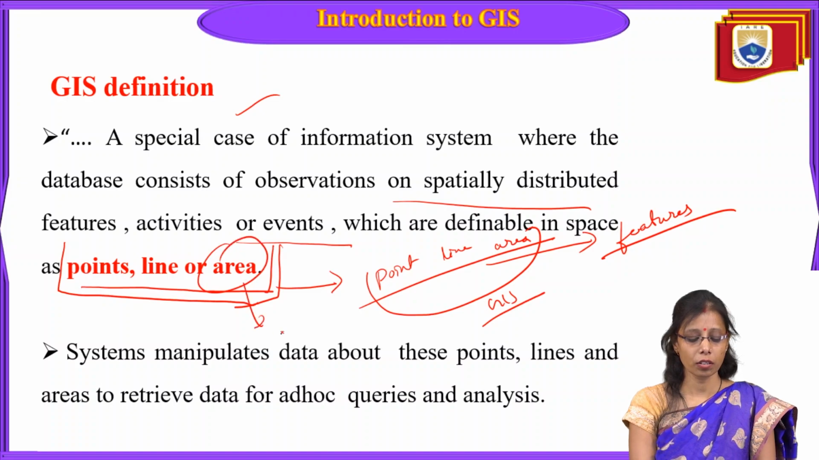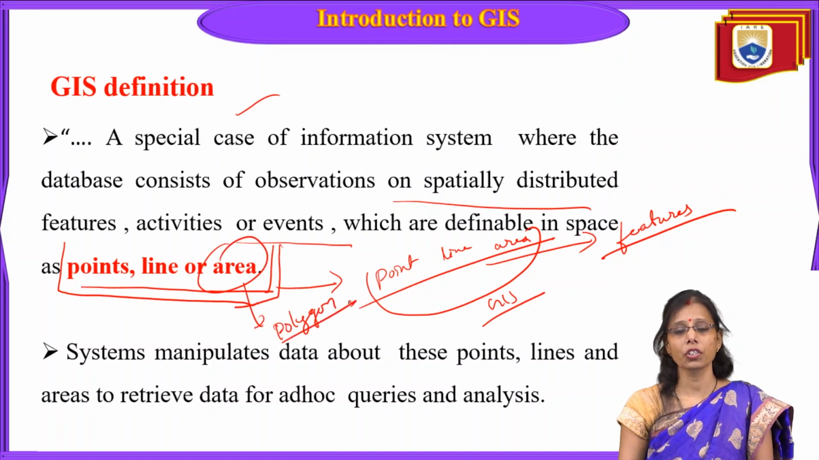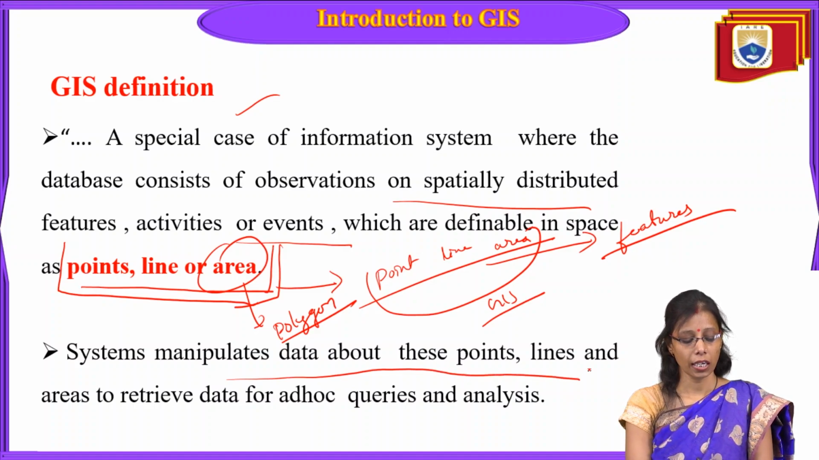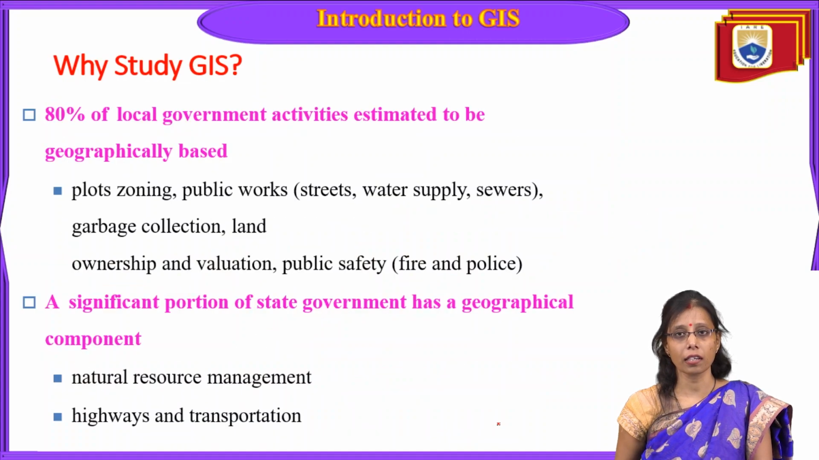This area is also known as a polygon. All the features are converted either into a point, a line, or an area or polygon, and we will discuss this in the coming topics. Just to understand, it can be defined in space as point, line and polygon. So the entire features on the earth surface can be converted as either points, lines, or polygons. This is one more type of definition: a special case of information system where the database consists of observations on spatially distributed features, activities or events which are definable in space as points, lines and polygons or areas. The system manipulates data about these points, lines and areas to retrieve data, for data queries and analysis.